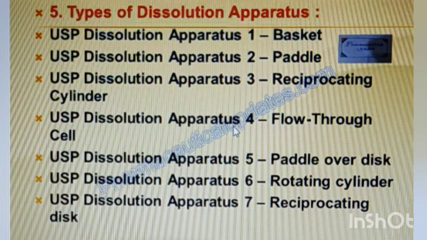What are the types of dissolution apparatus as per USP? USP dissolution apparatus 1, that is basket. USP dissolution apparatus 2, paddle. USP dissolution apparatus 3, reciprocating cylinder. USP dissolution apparatus 4, flow through cell. USP dissolution apparatus 5, paddle over disc. USP dissolution apparatus 6, rotating cylinder. Then USP dissolution apparatus 7, reciprocating disc.